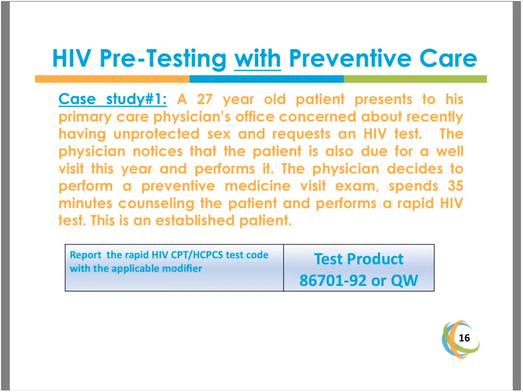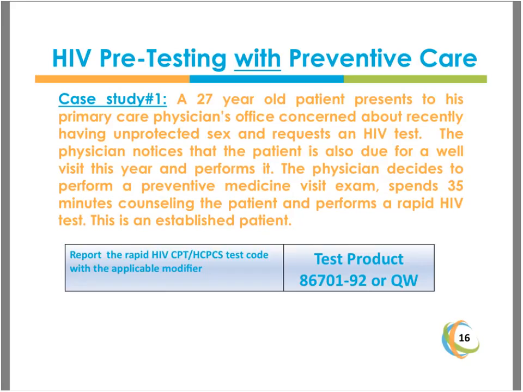The first case study is a 27-year-old patient that presents for primary care, recently concerned about having unprotected sex and also requesting an HIV test. Since the physician noted in the chart that the patient did not have a well visit, we explored the well visit codes in Series 1. So in this series, we'll only be looking at the HIV screen or the HIV test code.